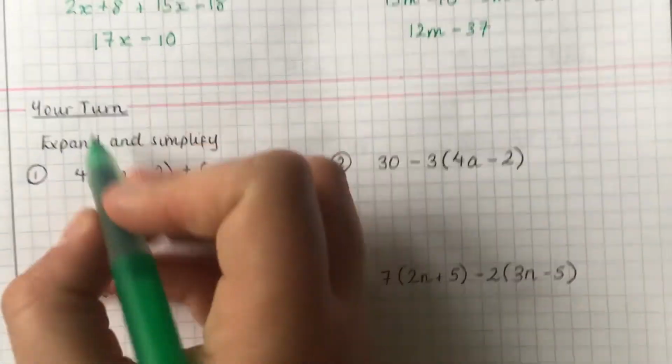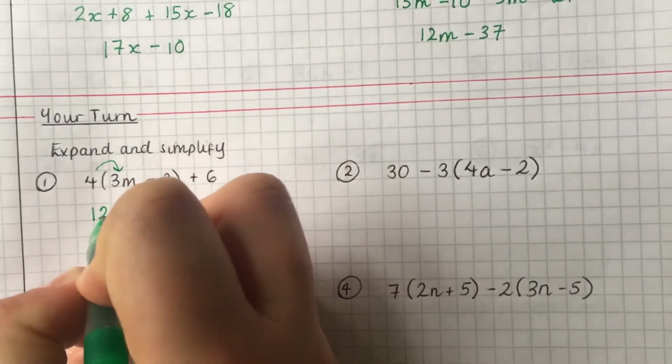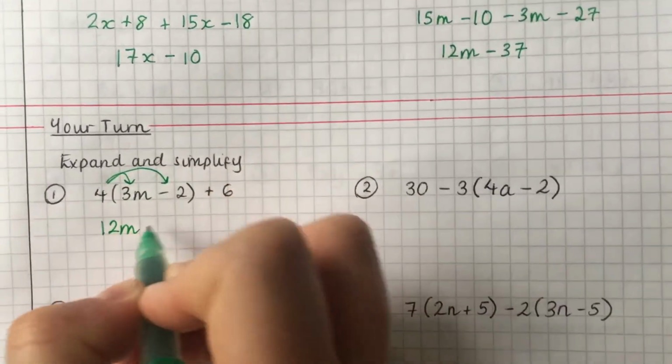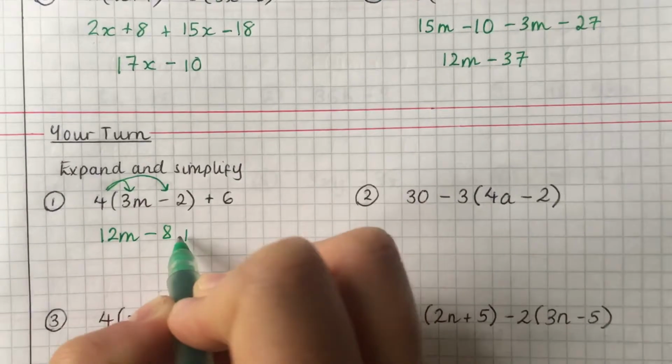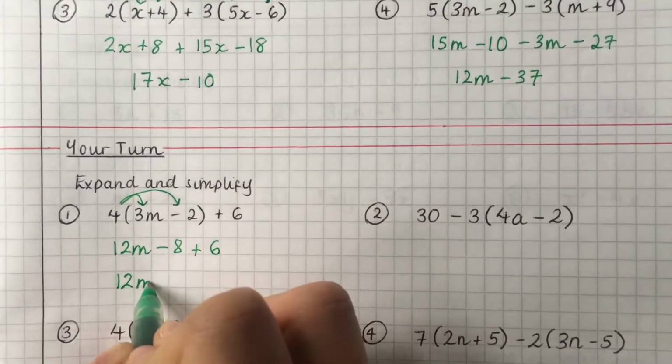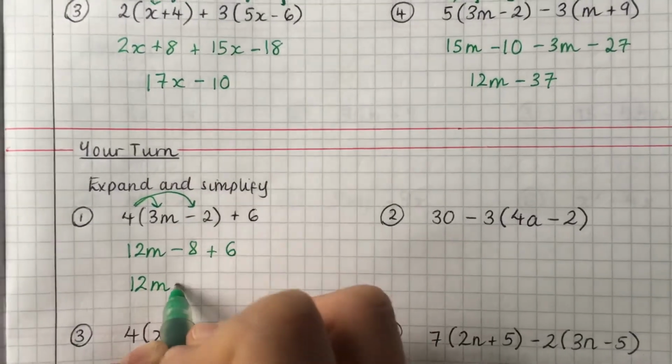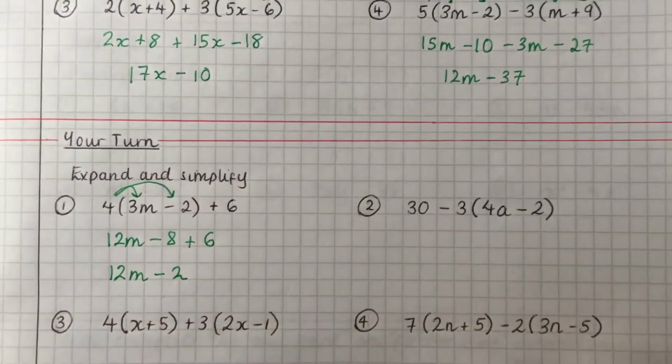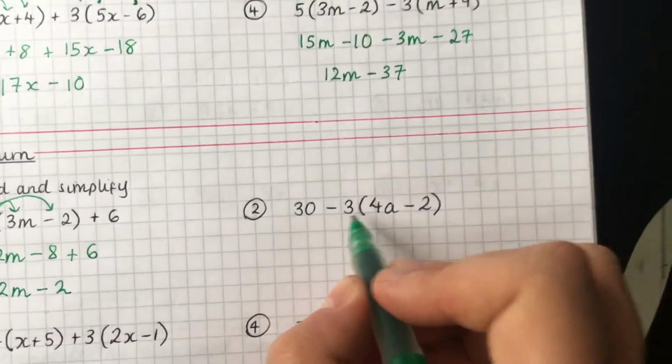So the first thing we have to do for this, 4 times 3m is 12m, 4 times minus 2 is minus 8, plus 6 goes at the end. Collecting the like terms, 12m stays as it is, minus 8 plus 6 gives you minus 2, and that is your final answer there. Next one, we have to do the brackets first.